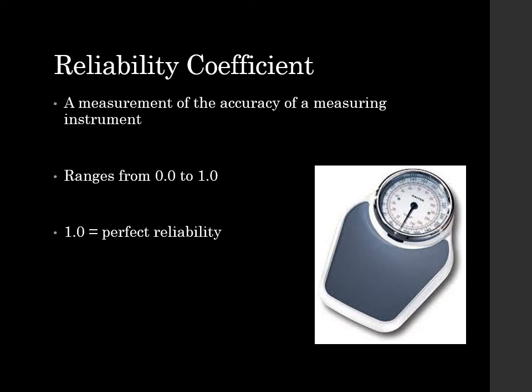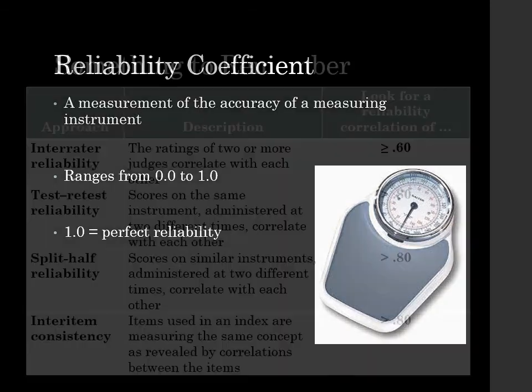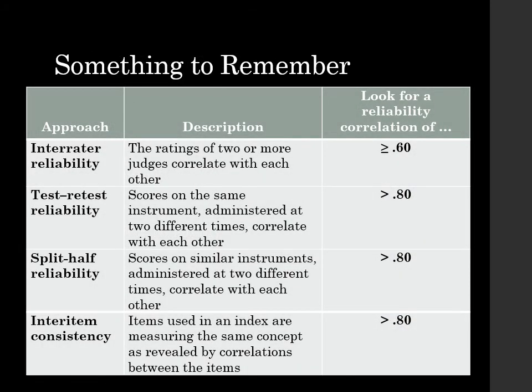Next, let's look at a reliability coefficient. And this is a measurement of the accuracy of a measuring instrument. And it can range from 0 to 1, where 1 is perfect reliability. So when we're using different approaches to look at reliability, we're going to have a different reliability correlation. So the inter-rater reliability, this is when the ratings of 2 or more judges correlate with each other. And we want a reliability correlation coefficient of 0.6 or better.